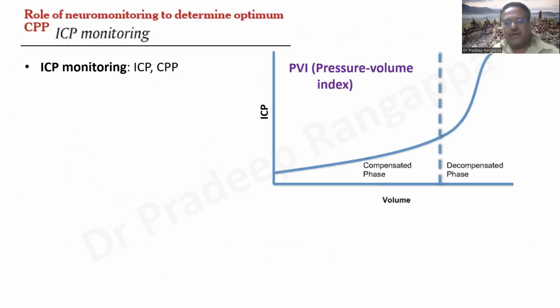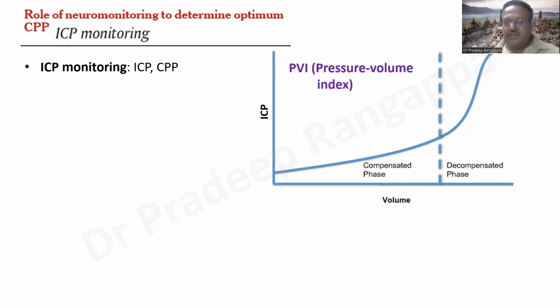So we'll talk very quickly about the other derived indices from ICP. From ICP, it's not only the ICP measure that we get, there are certain derived variables. Obviously with ICP, you get an absolute ICP, you get the cerebral perfusion pressure. Then there's something called the pressure volume index. So this is very important.